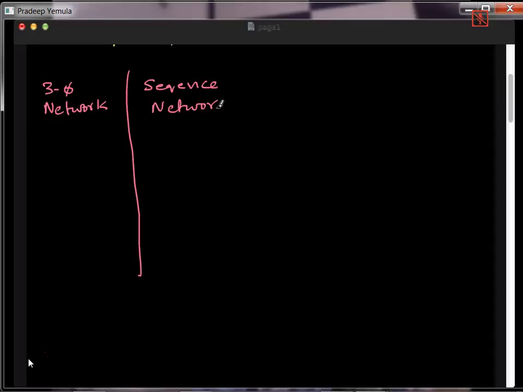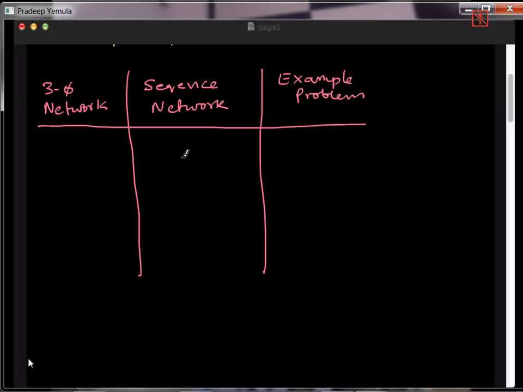Today we are going to see sequence networks. So let's say our three-phase network. Then for that three-phase network, I'll look at the sequence network. And then finally, example problem. So the first three-phase network is basically star-connected load. So you know how the star-connected load looks like. So what is the sequence network of it? And then based on that, one example problem.